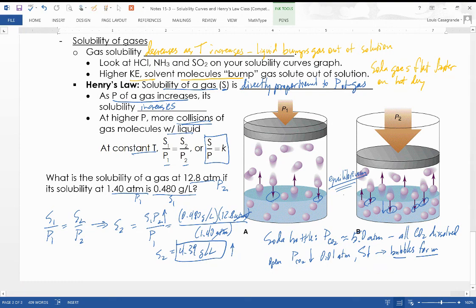Okay, so these are the different factors that affect solubility. Using those solubility curves, the homework will involve looking at them and doing some calculations with the solubility curves and with Henry's law, and describing the kind of solution that you have: saturated, unsaturated, or supersaturated.